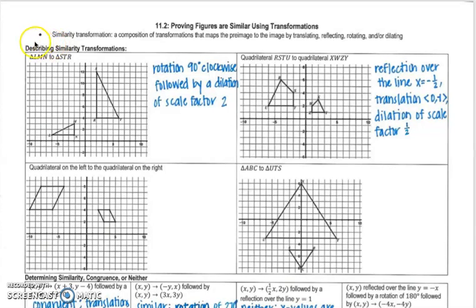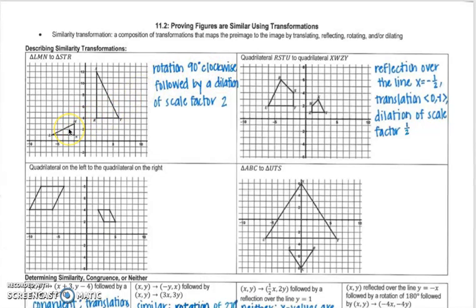So our first example, we're going to be describing similarity transformations, and all that means is you have to be able to look at an image and figure out how you got from one figure to the next. Okay, this one, the first one I'm moving from triangle LMN to triangle STR. So what I noticed first is that triangle LMN had to be rotated in order for it to be the same direction as triangle STR. And I know that it's a 90-degree clockwise rotation.